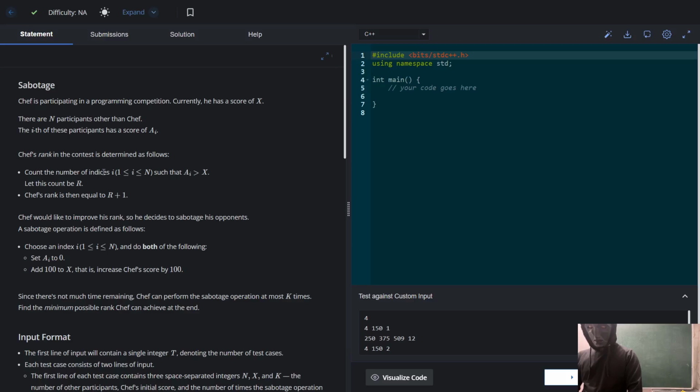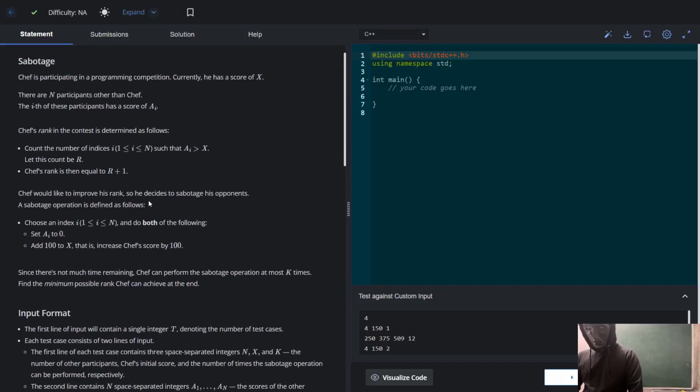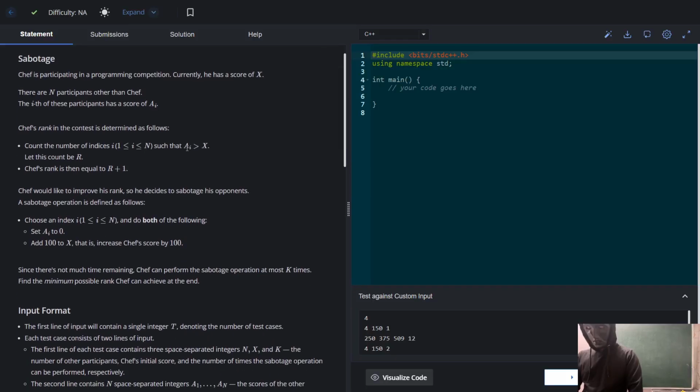Count the number of indices, with one-based indexing, so I is from 1 to N, such that A of I is greater than X, and let this count be R. X is the score of Chef, and the people having a score greater than X are counted in R. Chef's rank is then R plus 1. So yeah, it is obvious. I'll be telling you on the board.